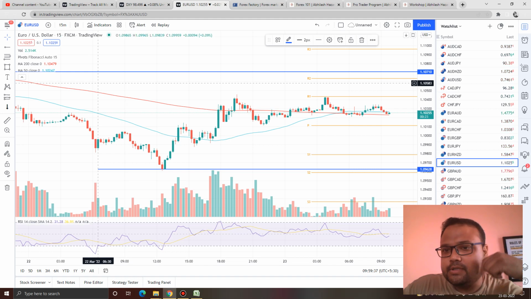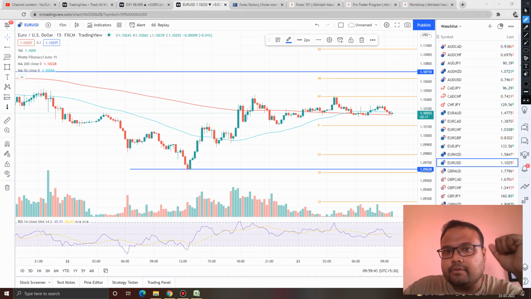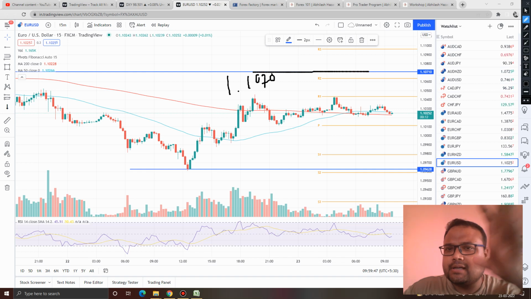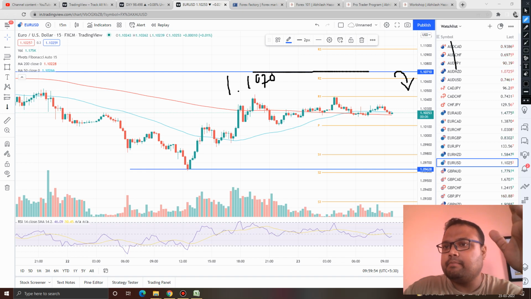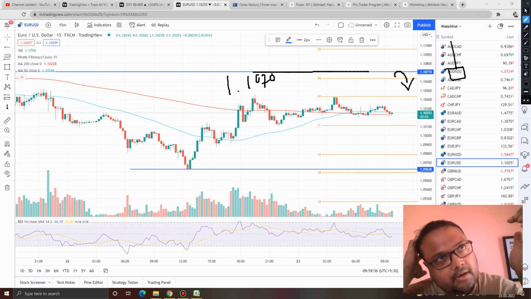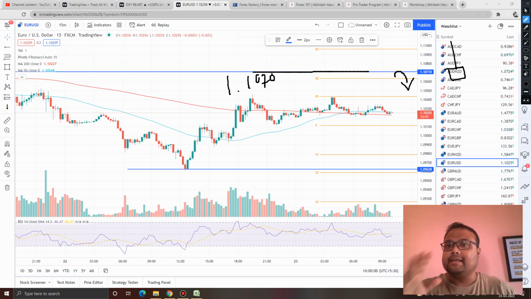So Euro USD. For day traders, you can see that 1.1070 is a kind of a resistance in the market. If market goes up also, you can expect a reversal around this level. If you see market forming a shooting star kind of a pattern or strong price rejection around this level, you can definitely go for sale as well.